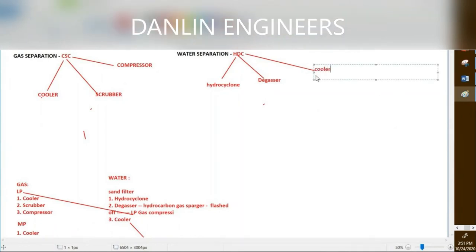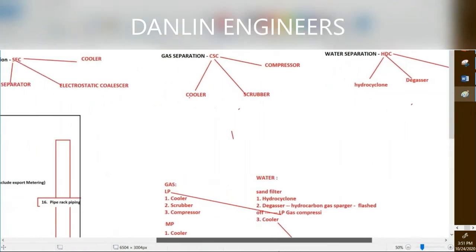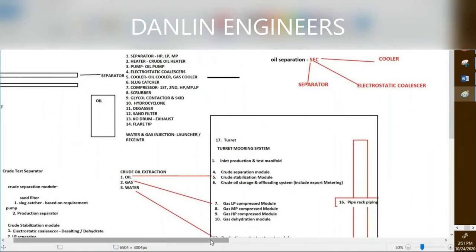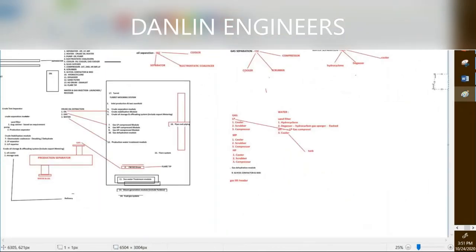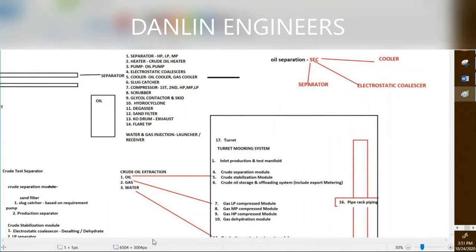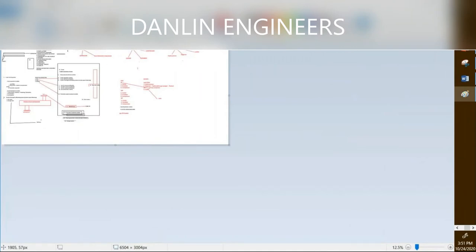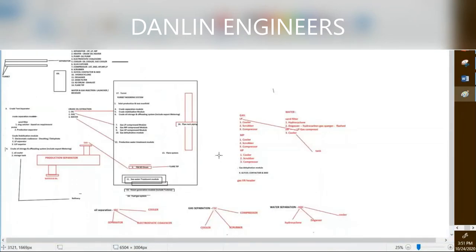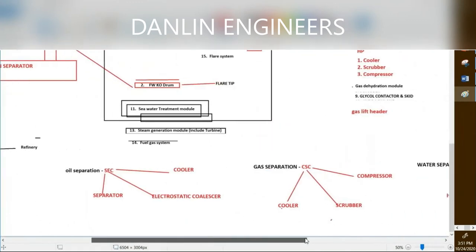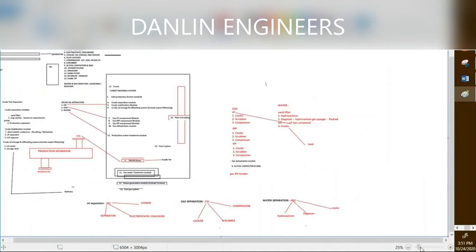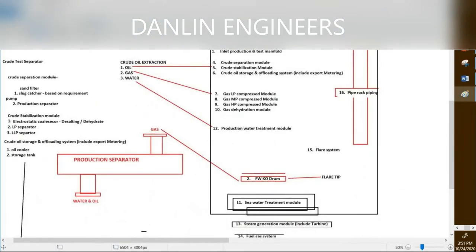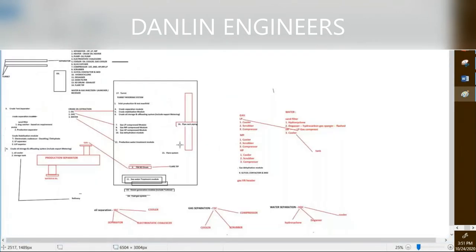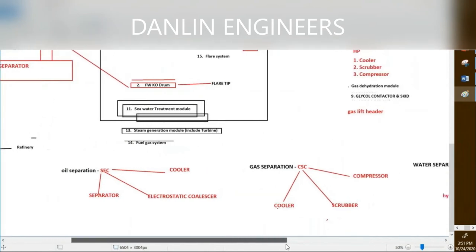So now, from these three, you understand the common thing, right? One vessel is common. It is the cooler. Cooler is the main thing. I think we can make it separate here. Zooming from 25 to 50 only. Okay, that much zooming. Now we understand that the cooler is coming into the picture.